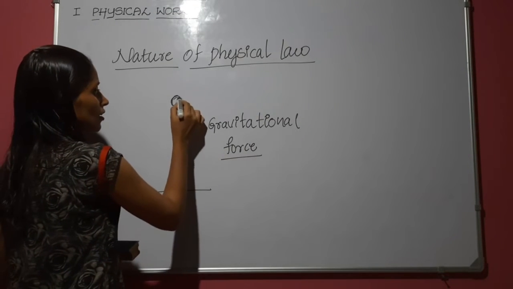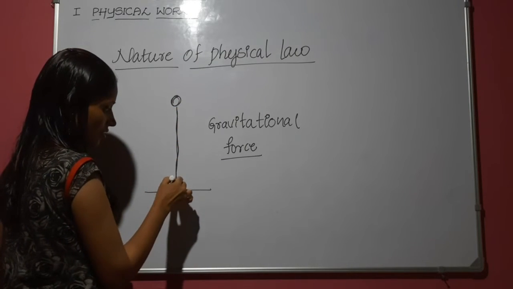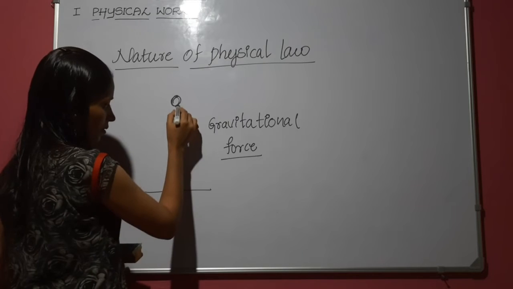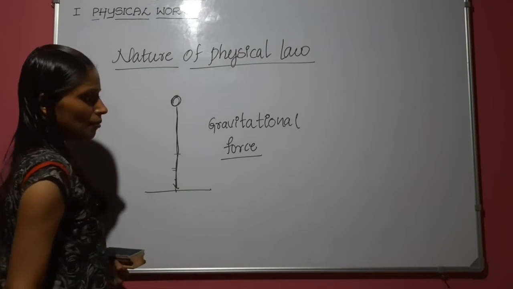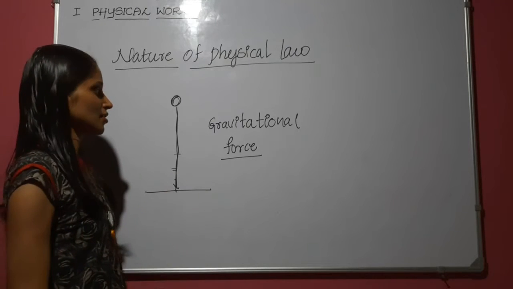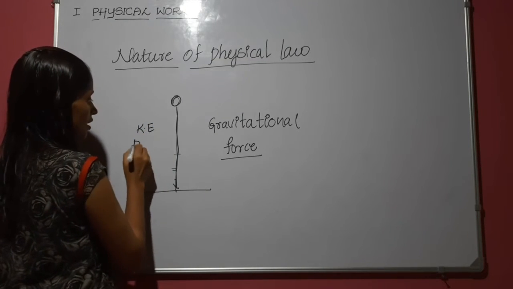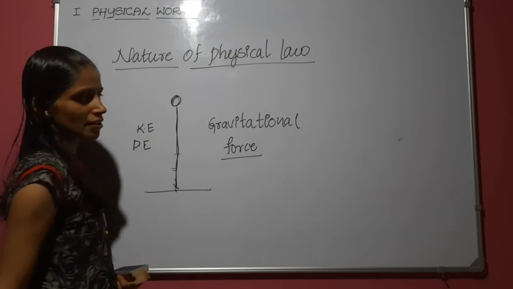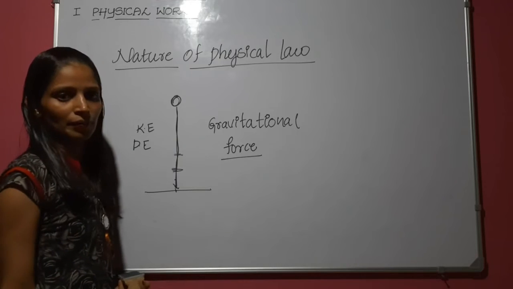Here the ball is falling, so its kinetic energy is increasing. Its potential energy is decreasing, but the total energy is constant. Here kinetic energy and potential energy, both the energies are changing, but the total energy is constant.